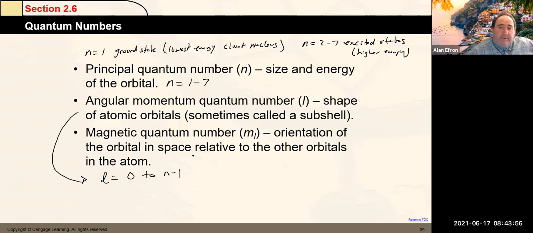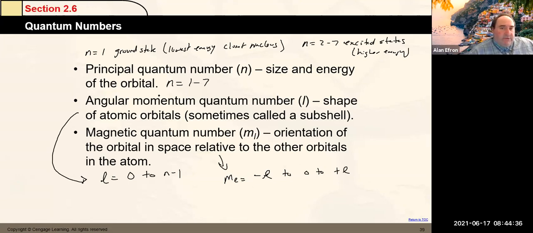The next quantum number is the magnetic quantum number, or m sub L. The m sub L tells you the orientation of those orbitals in three-dimensional space. It also tells you how many orbitals there are in a particular subshell, but technically it gives you the orientation in three-dimensional space. The m sub L can have values of minus L to 0 to plus L, and these are all whole numbers as you go from there.